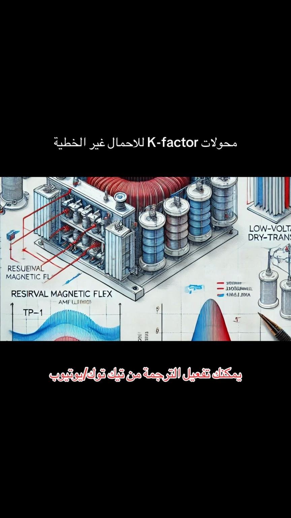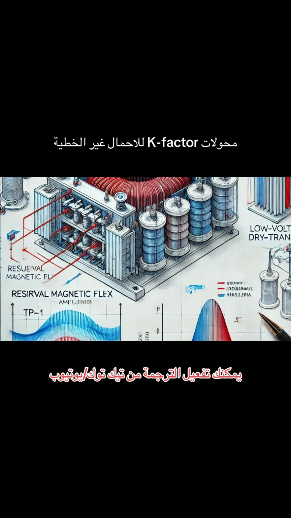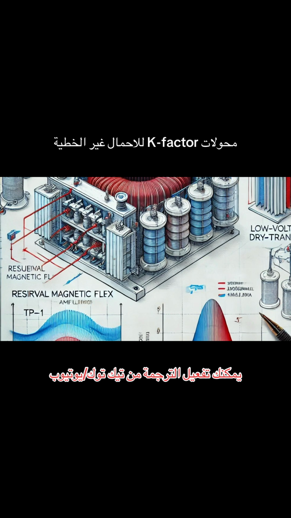Exactly. And to make it tougher, manufacturers use more core material, more windings, and special construction techniques that help dissipate heat better. So if you install a K-rated transformer, you're not magically getting rid of harmonics, but you're ensuring that the transformer itself can handle them. Exactly. The harmonics are still there, but the transformer is much less likely to overheat and fail because of them.